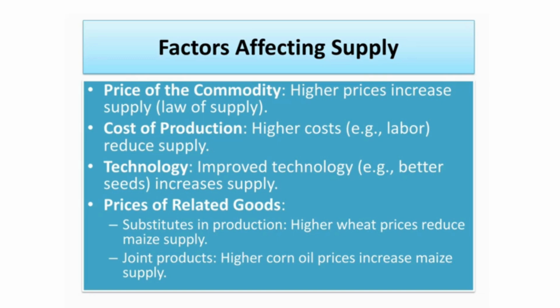And for joint products, let's take for instance maize supply and corn oil. We can actually extract corn oil from maize. So if the price of corn oil increases in the market, producers want to produce more maize and supply as much maize so that you can as well get as much corn oil from the maize being produced.